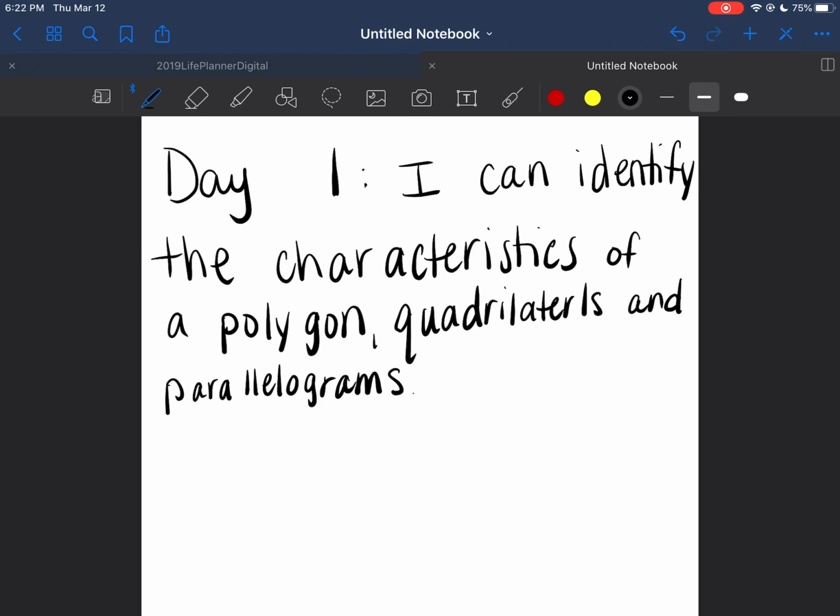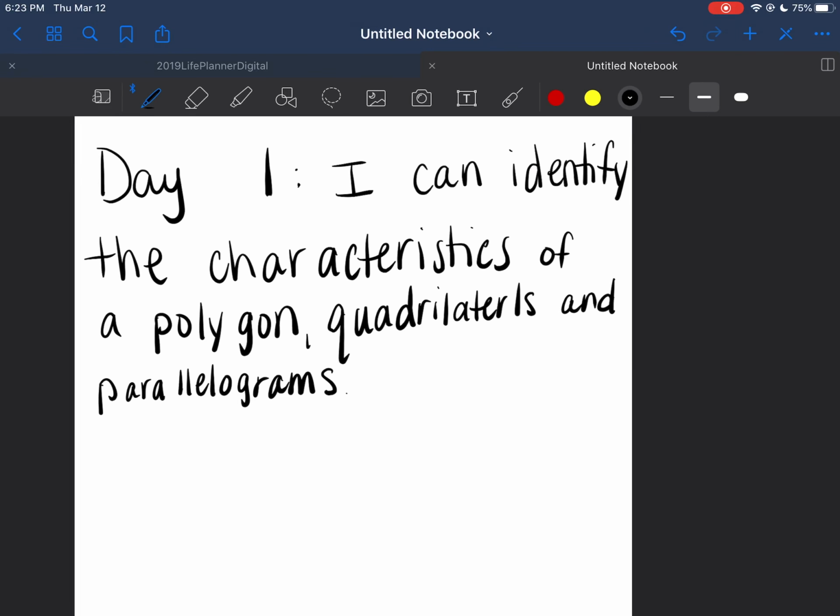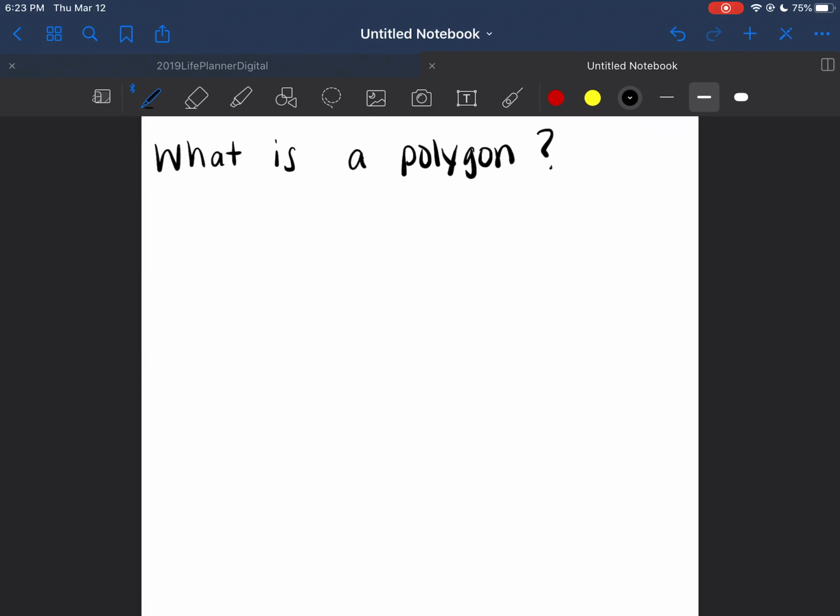So we're going to start our day one off with our geometry unit that we just finished up. For day one, our I can statement is: I can identify the characteristics of a polygon, quadrilaterals, and parallelograms. To start us off, we're going to go over our vocabulary words. The first word that we're going to go over is polygon. So what is a polygon?